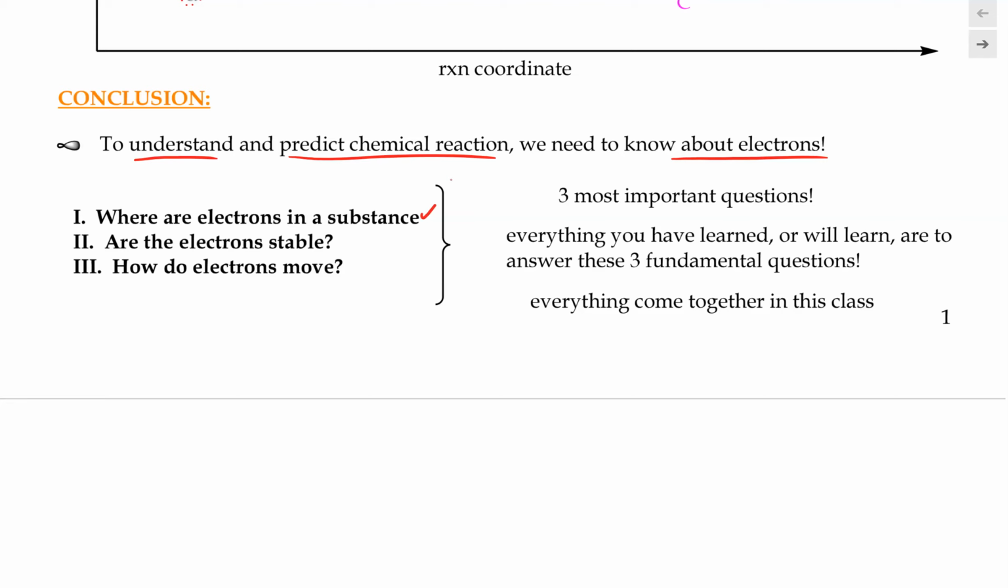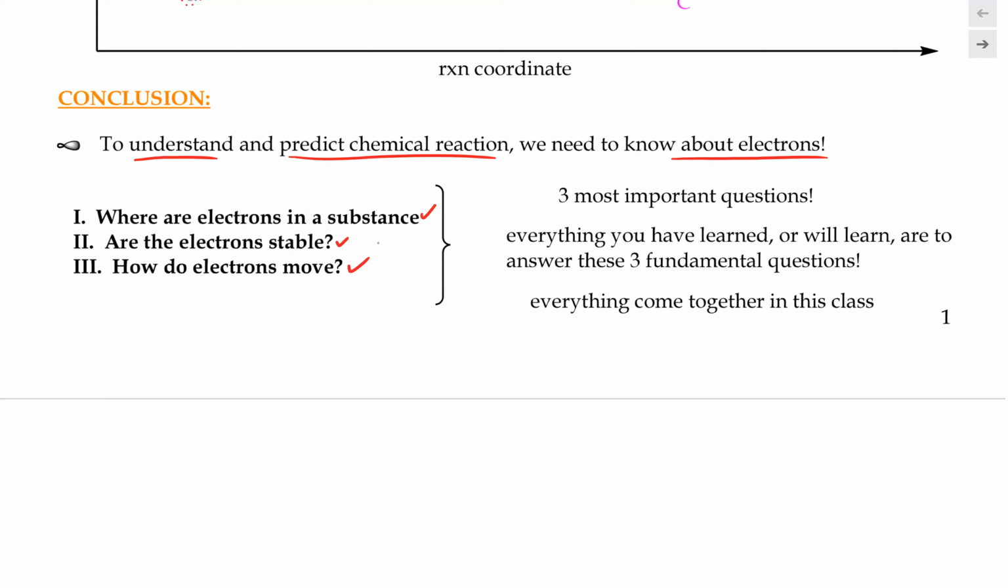And second, we need to be able to determine how stable those electrons are. Because if the electrons are stable, then there won't be much reaction that the molecule would undergo. Versus if the electrons in the molecule are unstable, then that's when we can see it will undergo very rapid chemical reaction. And lastly, we need to learn how electrons move, because in the course of the chemical reaction, electrons are moving from one molecule to another molecule.